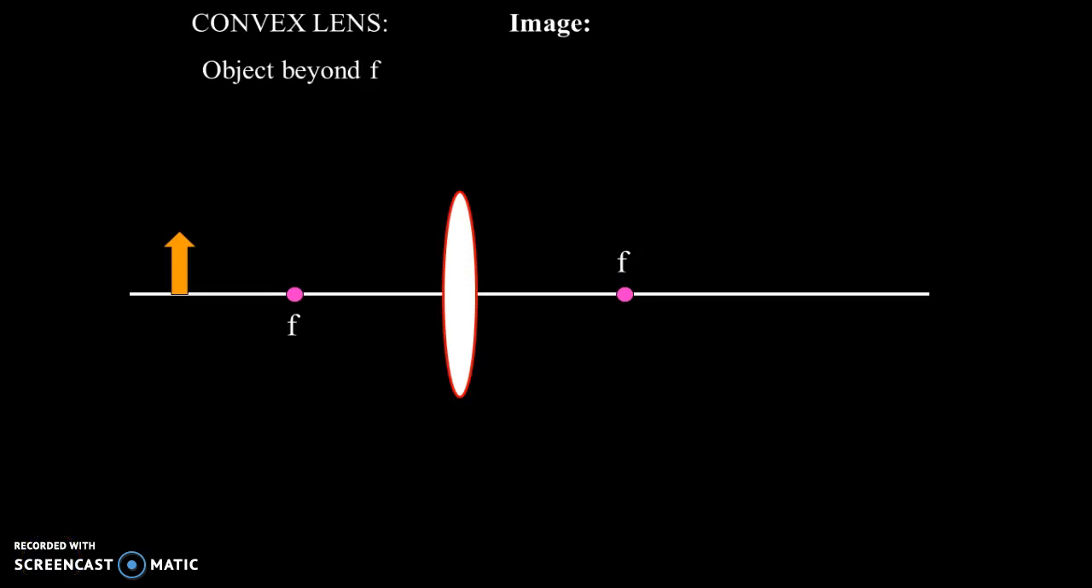All right, welcome to our discussion on how to draw ray tracings for lenses. We're going to first start off with the basic convex lens with an object beyond the focal point away. Keep in mind when you're doing ray tracings that you always want to make sure you have a good setup, and the first rays that we draw always come in parallel to our principal axis.